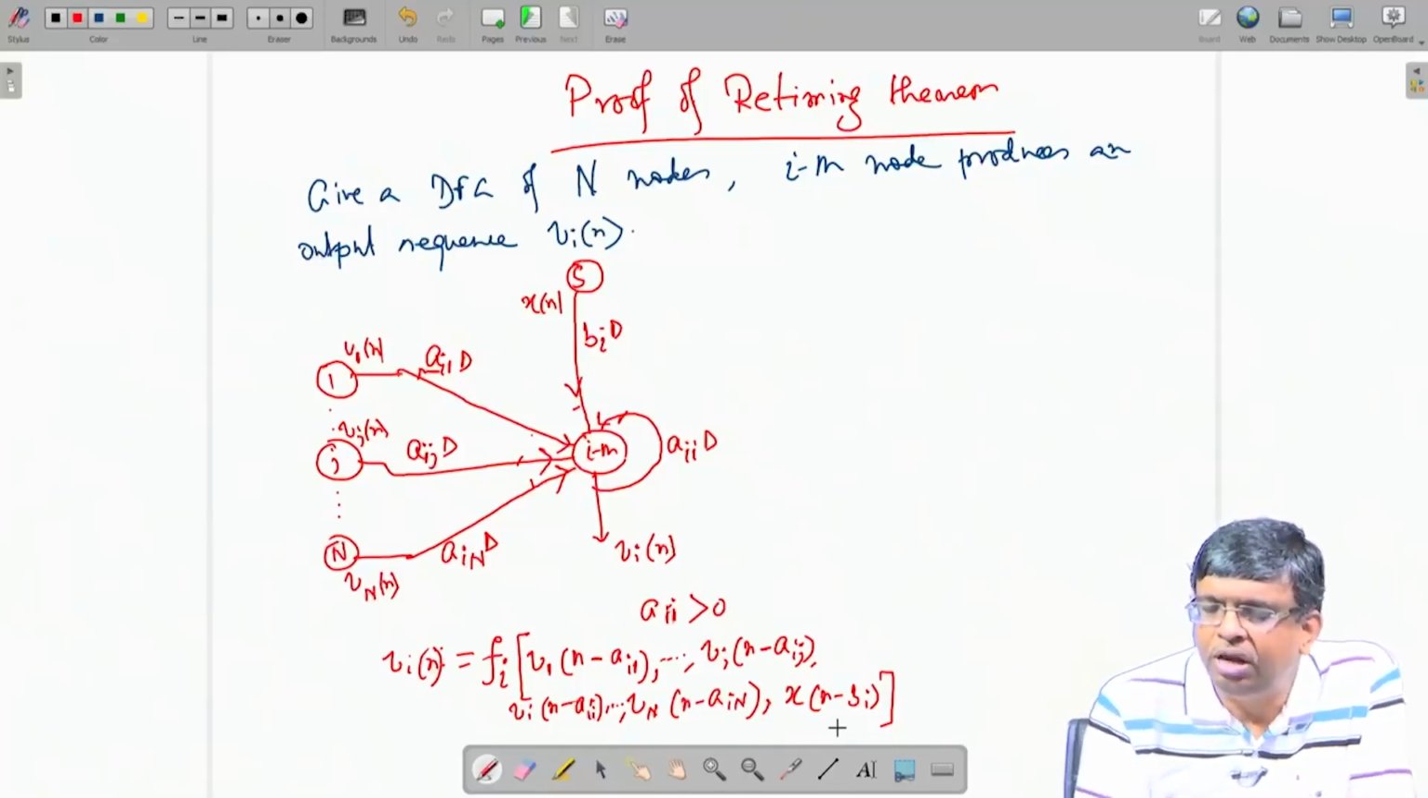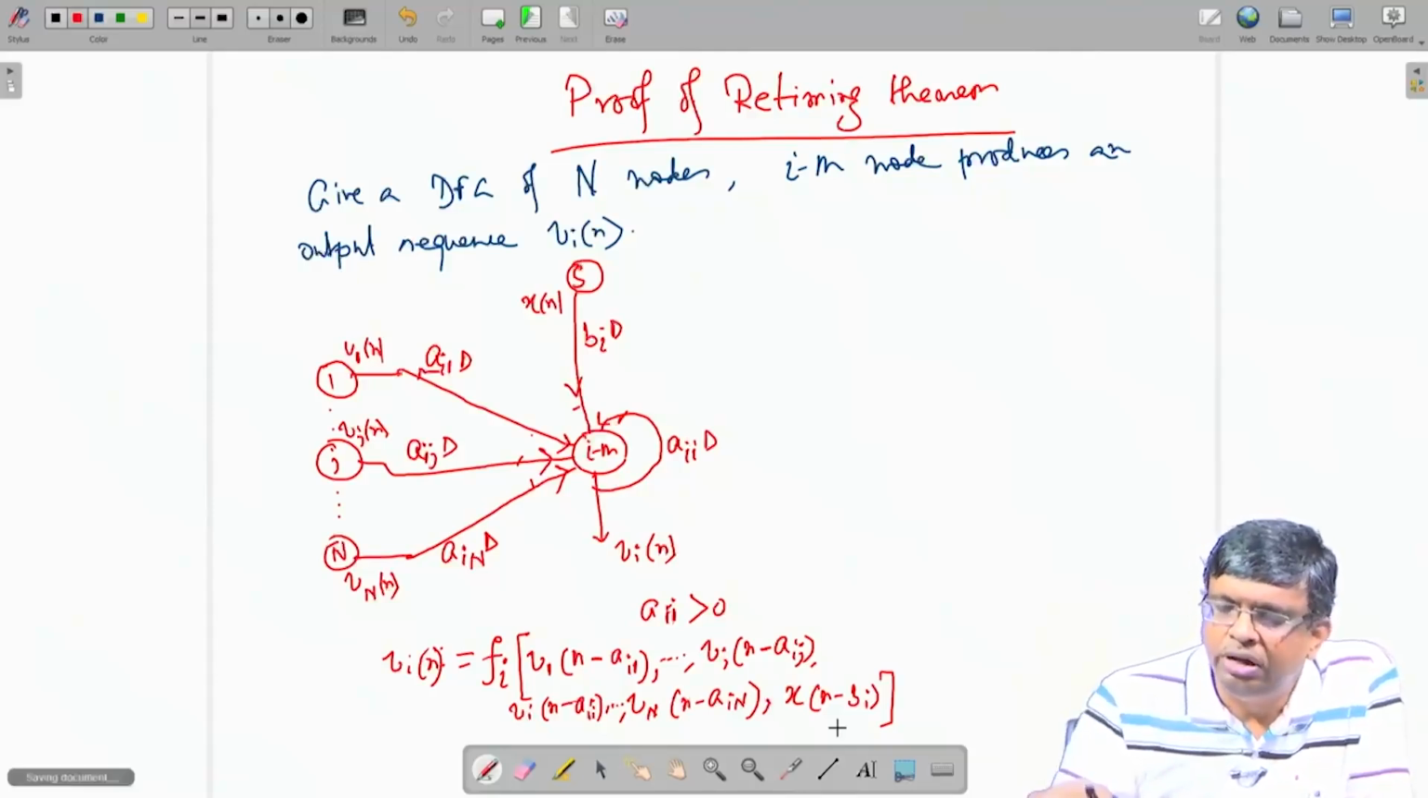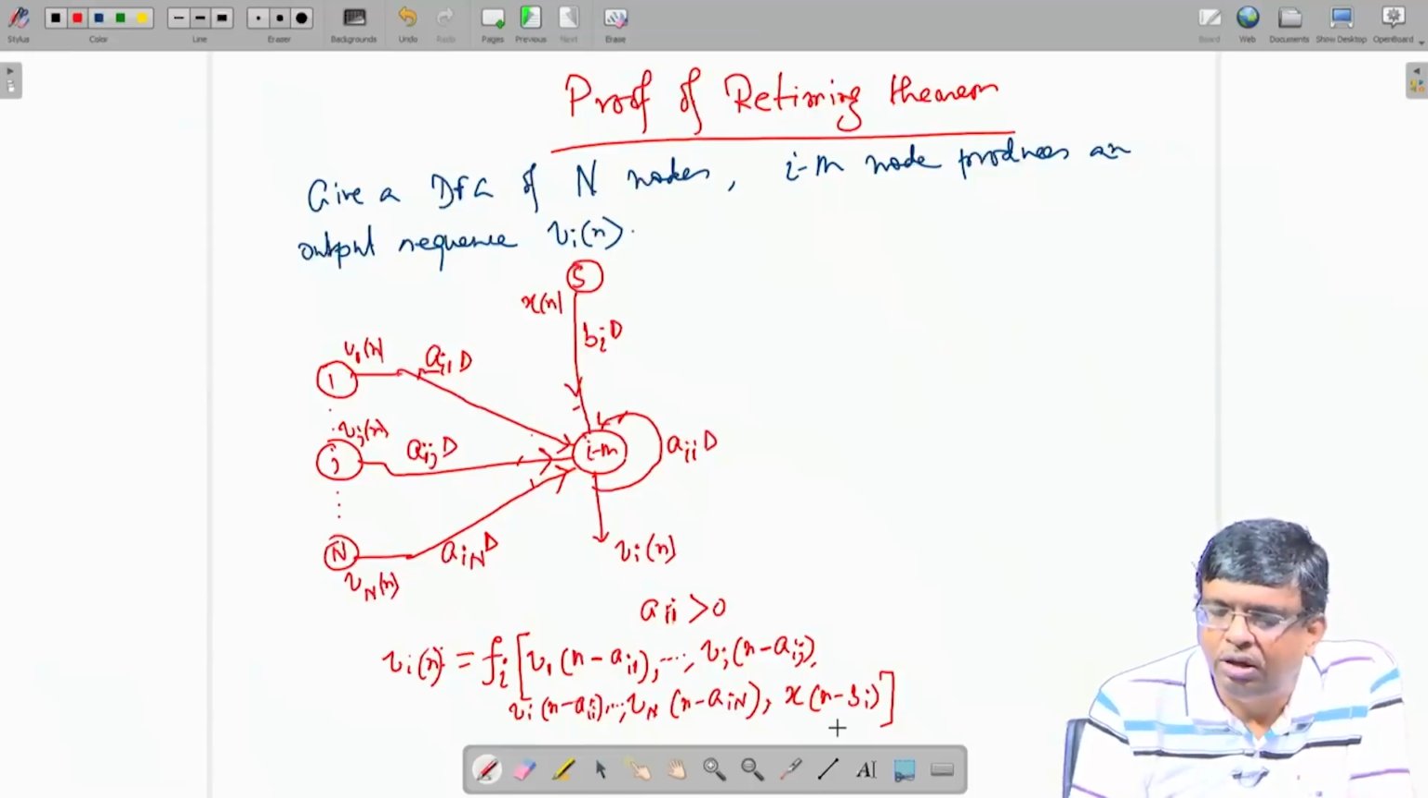We will then apply the retiming formula on this, change the delay values by the formula after choosing some retiming values for these nodes. We will get another structure like this, and we will show both are equivalent. Okay, that will be done in the next class.